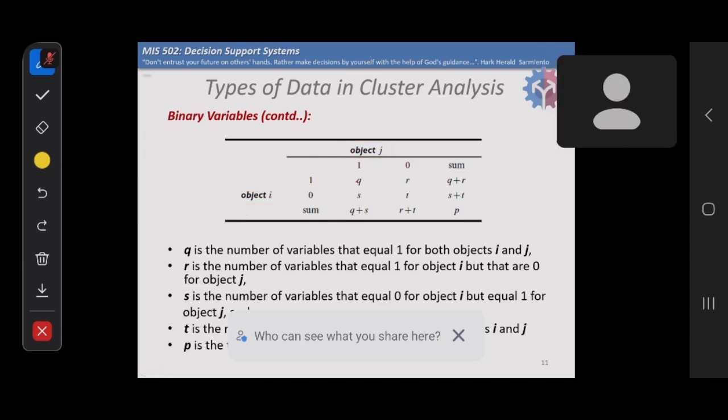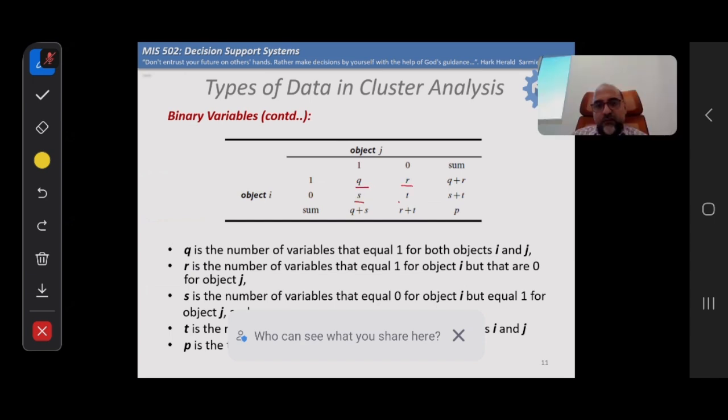Q, R, S, T are counters. First of all, do you know what counters are? Counters are like you count 1, 2, 3, 4, 5, 6, 7. These are counters for matching or not matching. Whenever something matches, one of these counters will go up. Whenever something doesn't match, some other counter will go up. That's like a musabbah, right? A tasbih, right? So you count. So these Q, R, S, T are counters.